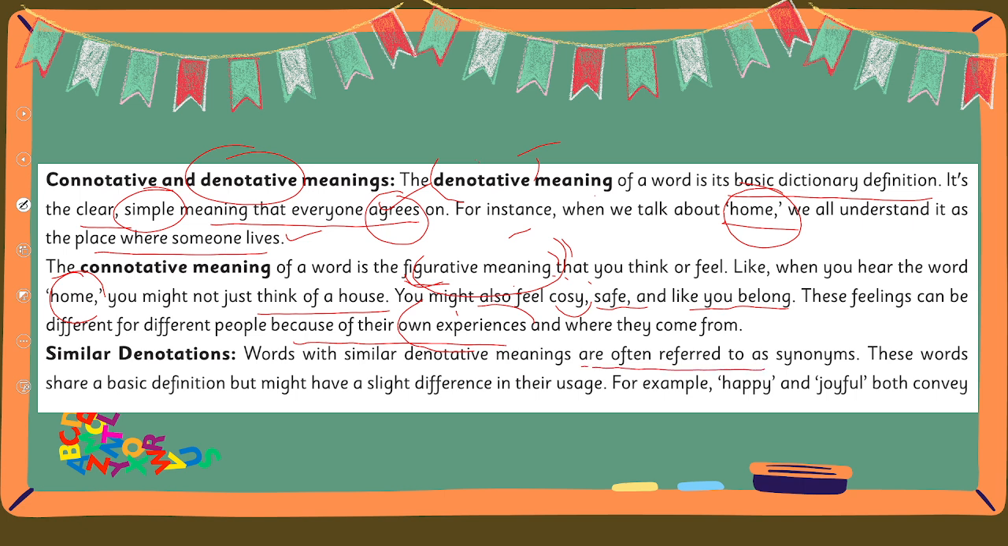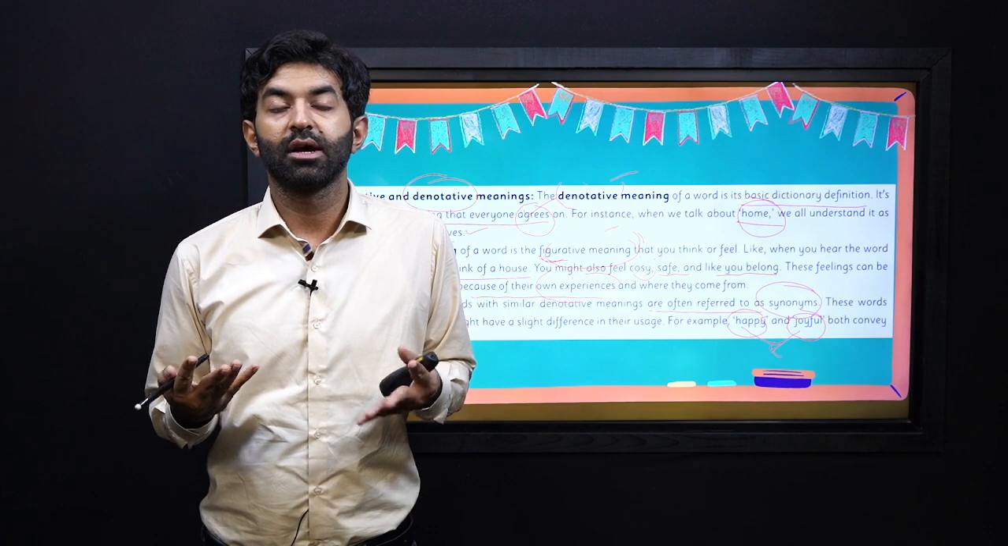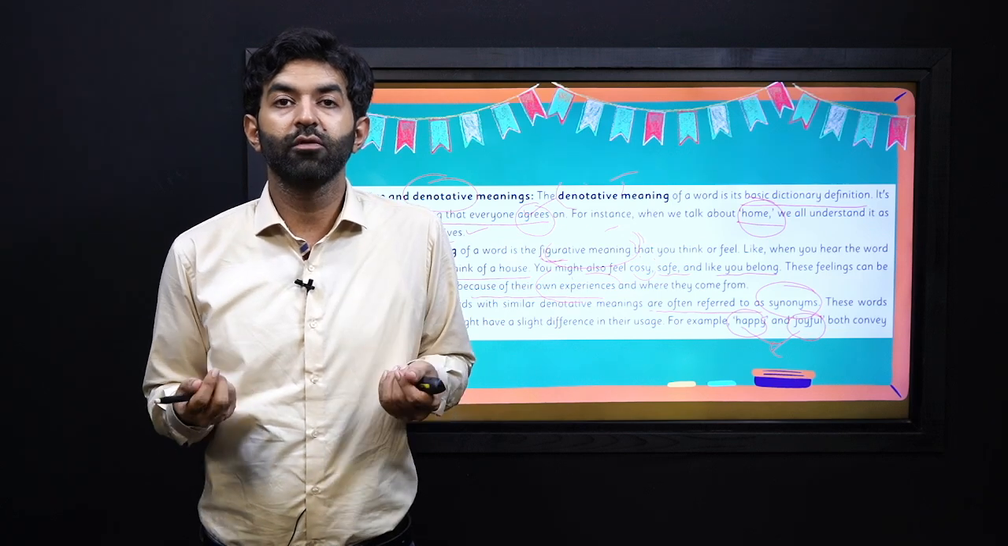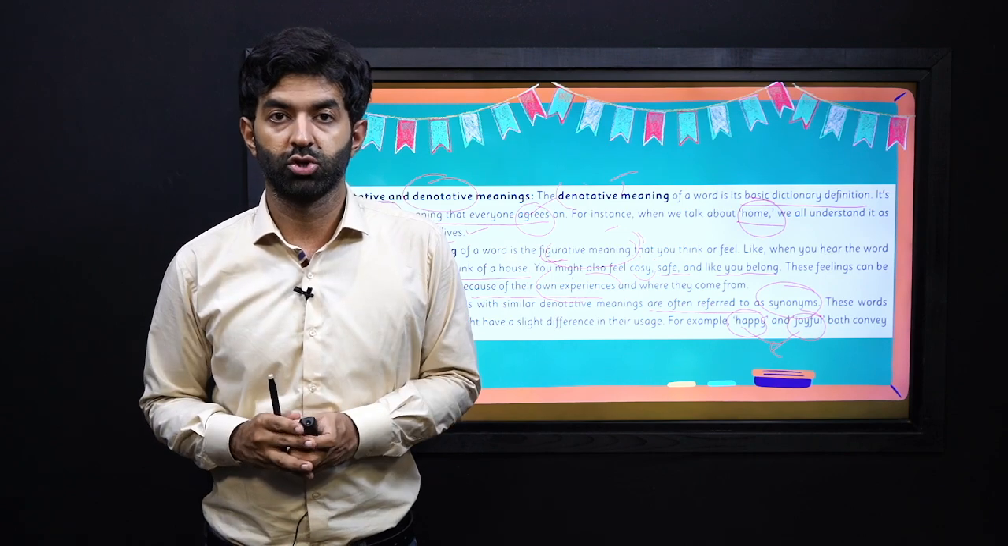And now, there are some similar denotations. They are often referred to as synonyms. Two words giving a same kind of meaning, this is what we call synonyms. Now, if we have words like happy and joyful, dear students, they both convey the same meaning. It means that a person is having happiness, he is enjoying, he is joyful. So it means that these words have similar denotations.